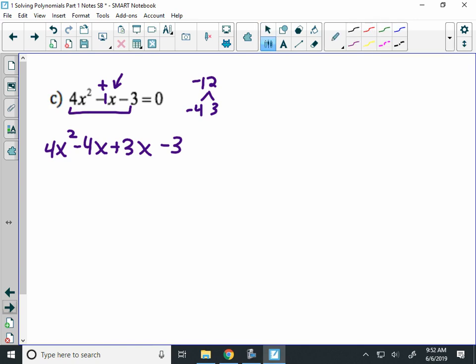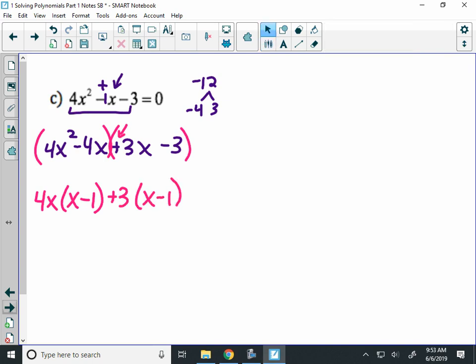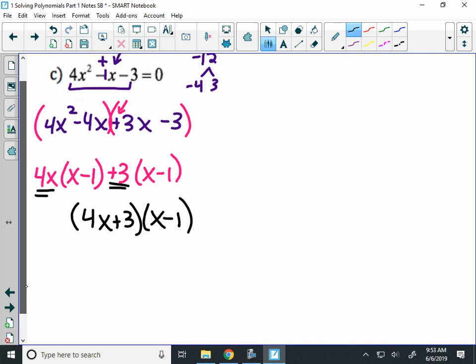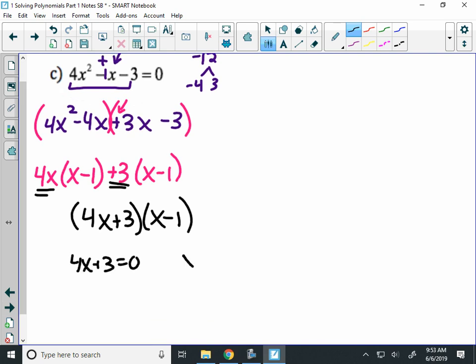You go ahead through and you use the method of grouping. You pull out a GCF. The first group's GCF is a 4x, so you'll be left with x minus 1. The second group's GCF, it's positive, so I'm going to pull out a positive 3, x minus 1. And then your factored form takes the GCFs in front, 4x plus 3 times x minus 1. Now in order to solve, you set each factor again, equal to 0.